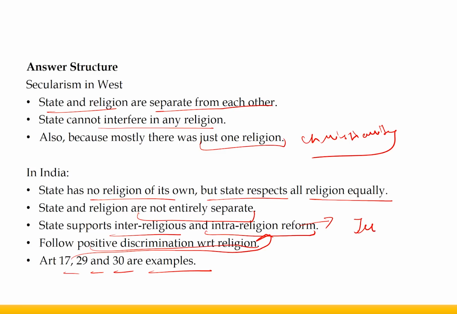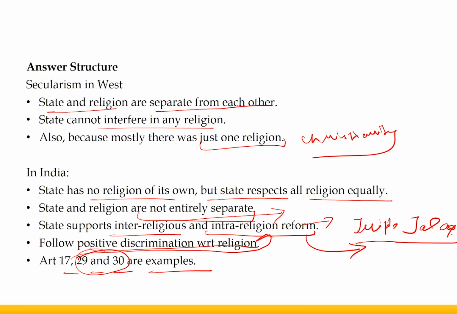Similarly, state has recently passed a bill to ban triple talaq and made it an offense as well. So this is again an example of intra-religious reform. Similarly, state has taken inter-religious reforms also. Whenever state has taken measures for the promotion of minorities through articles 29 and 30, promotions of minorities, their educational institutions, state is taking inter-religious reform, and it is not allowing the majority religion to dominate the minority religion. All right, so this is how the state and religion are not entirely separate. I hope it is clear.